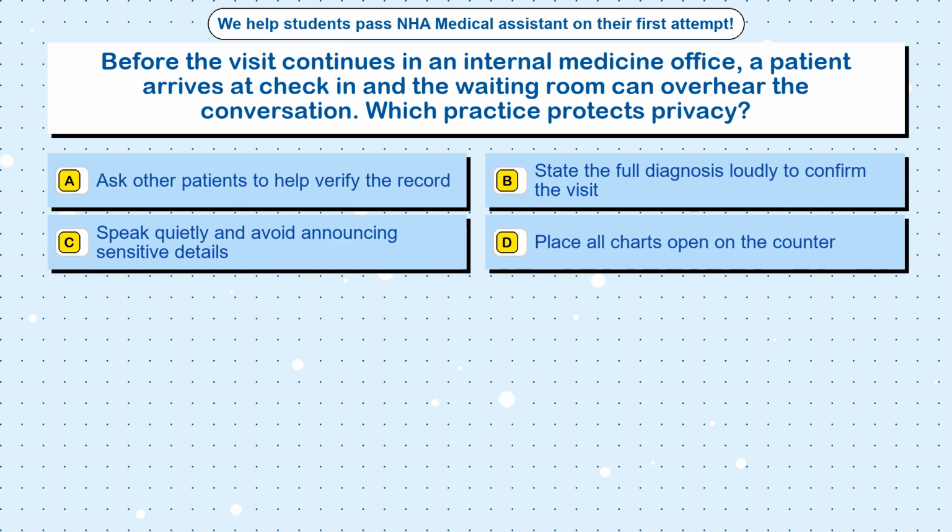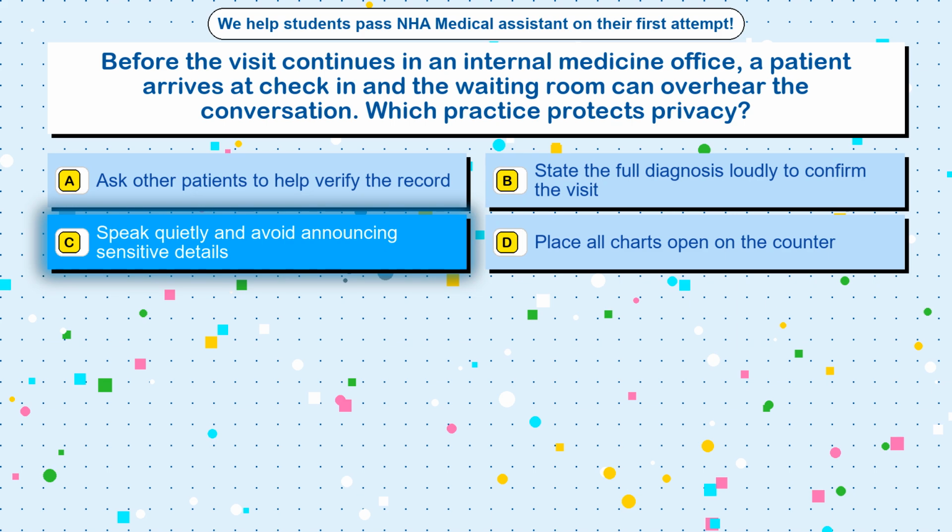Question 32. Before the visit continues in an internal medicine office, a patient arrives at check-in and the waiting room can overhear the conversation. Which practice protects privacy? Option A, ask other patients to help verify the record. Option B, state the full diagnosis loudly to confirm the visit. Option C, speak quietly and avoid announcing sensitive details. Option D, place all charts open on the counter. The correct answer is option C, speak quietly and avoid announcing sensitive details.